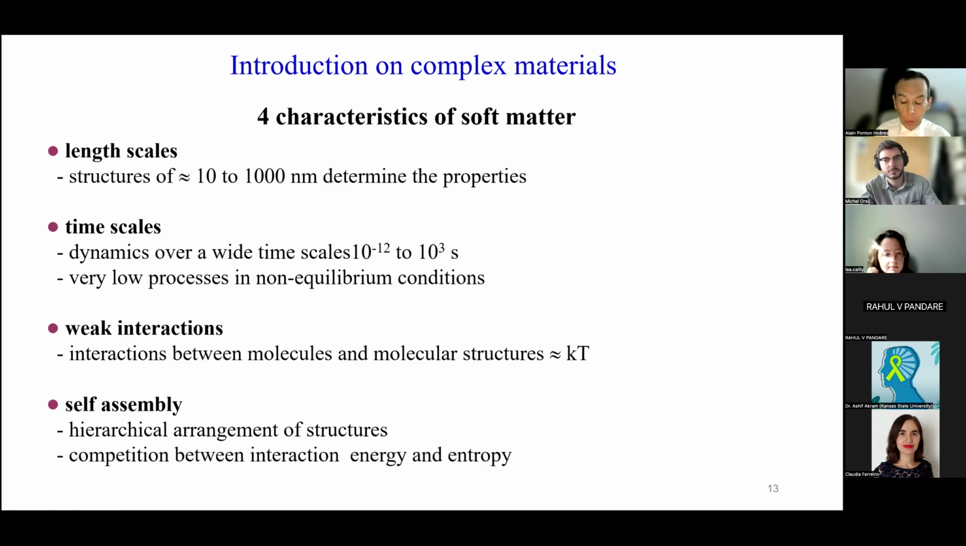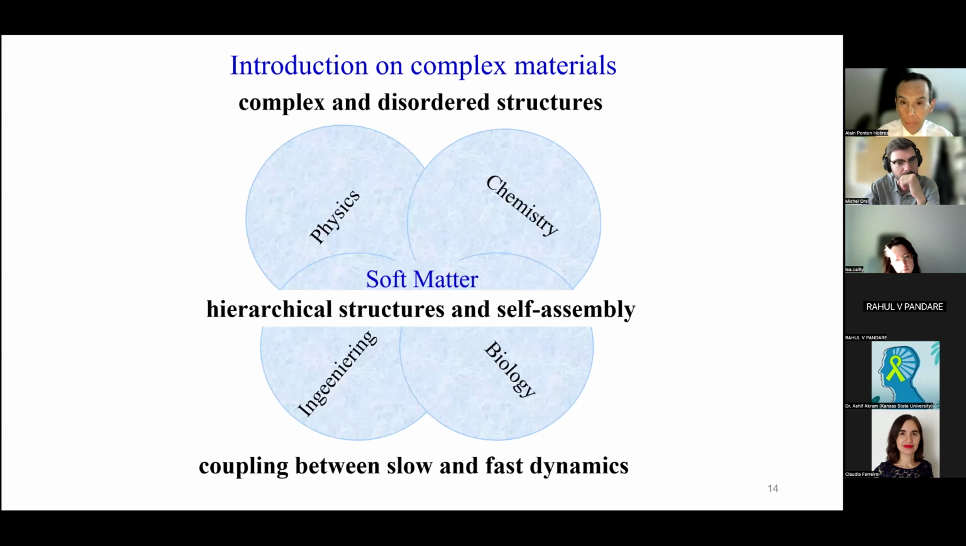And this self-assembly structure results from a competition between interaction energy and entropy. So, materials issued from soft matter are complex and disordered structures, hierarchical structures, and self-assembly. It means structure at different scales, and the property results from a coupling between slow and fast dynamics.